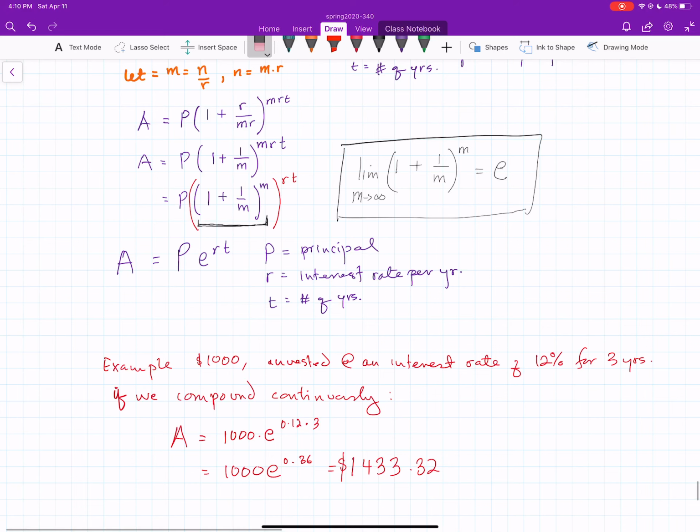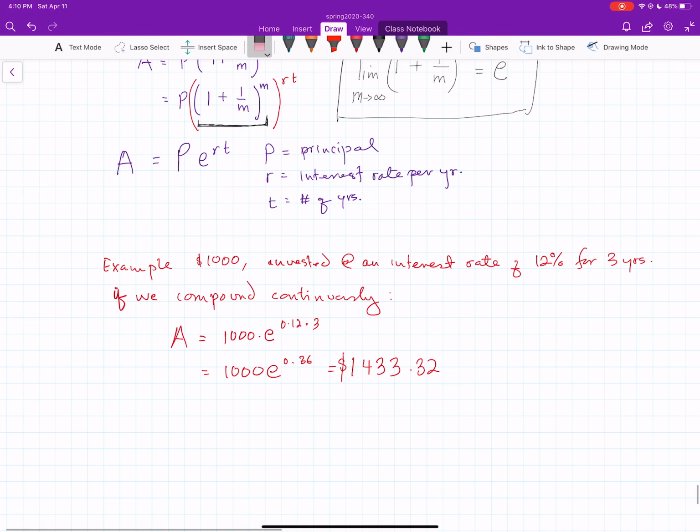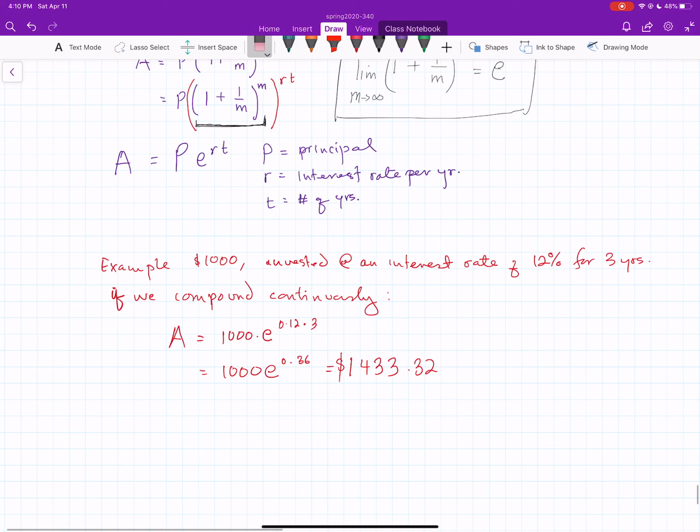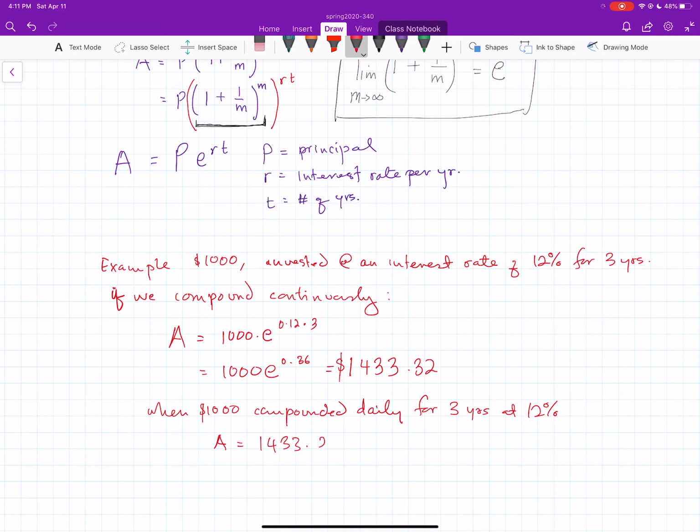And if you compare that with the example that we did with compounding daily, when $1,000 was compounded daily for 3 years at a 12% interest rate, the resulting value was 1433.24. So there is a slight increment for compounding instantly versus compounding daily.